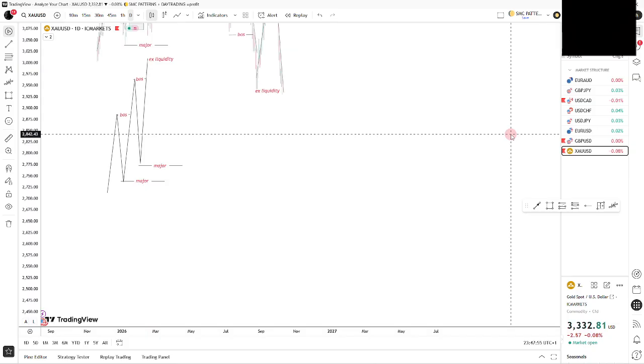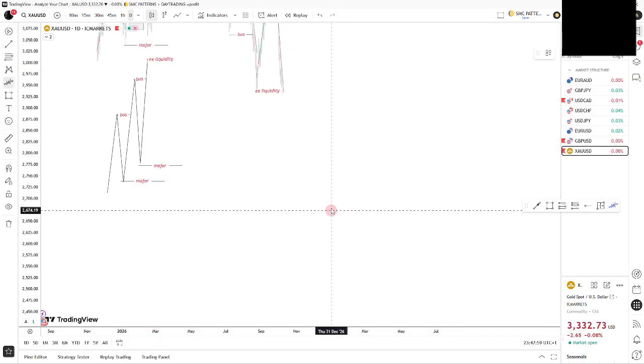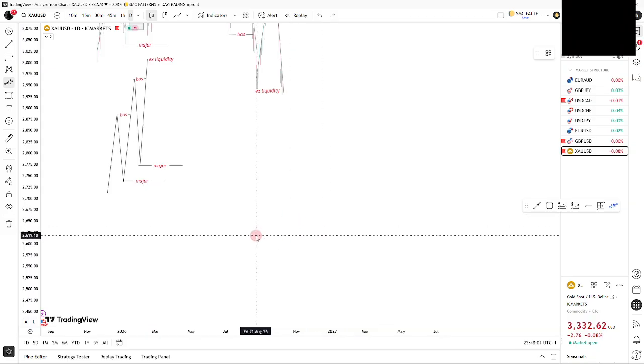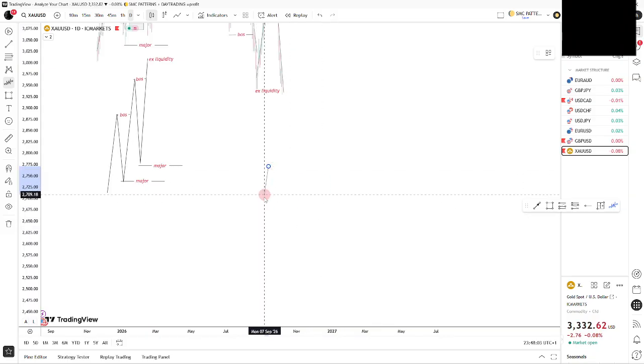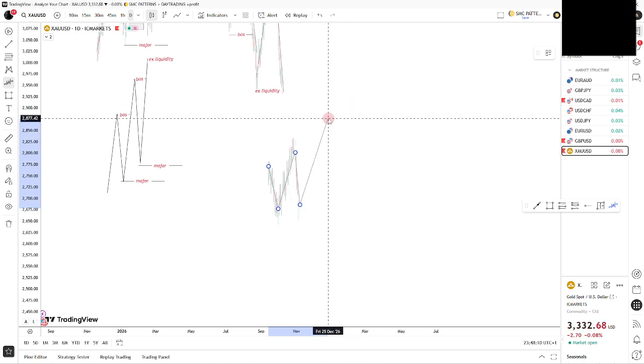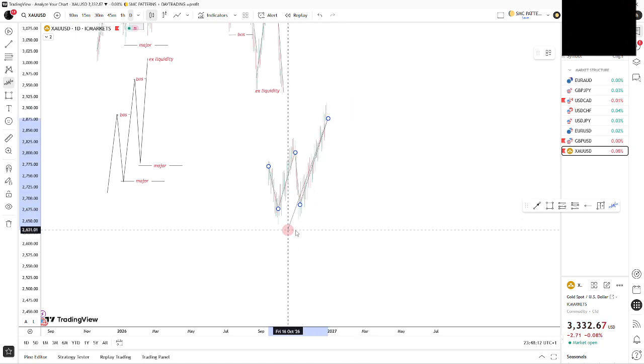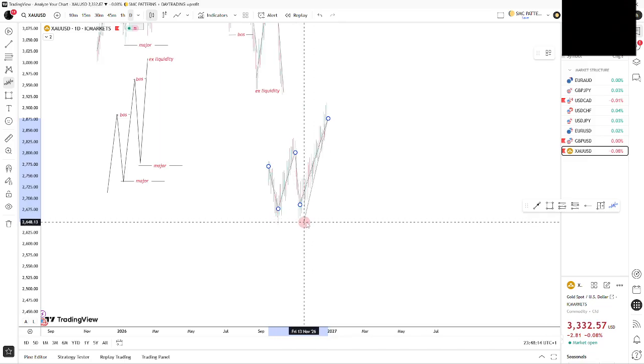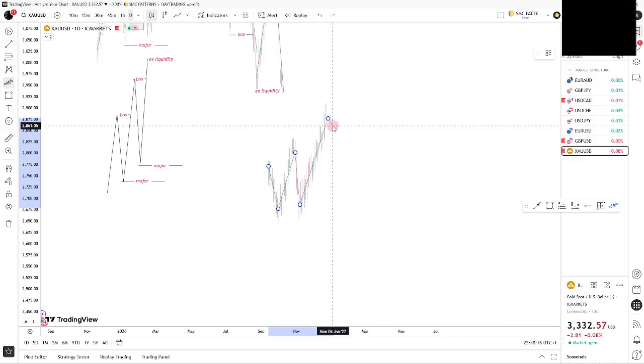Now you might ask, how will I know? How will I see a change of character? Change of character is simple. Since the market is going like this, up, down, up. Remember that here is what? The major, right? Because it's going in an uptrend.